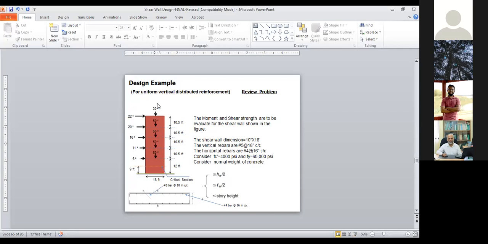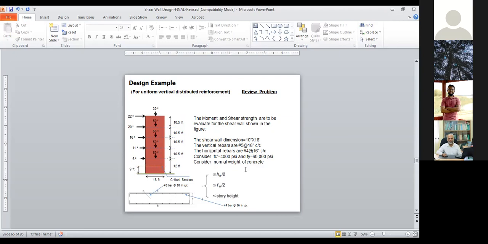So this is one review example. You have a building shear wall like this, 12 feet at the bottom floor, then 10.5, 10.5, 10.5. This is a 5-story shear wall, something like that. You have loads, 30 kip, 50 kip vertical loads, and you also have the horizontal force that's coming to the structure. And I have shown you the critical height.